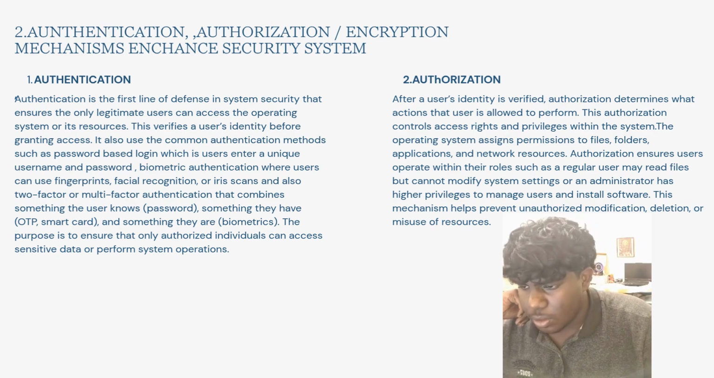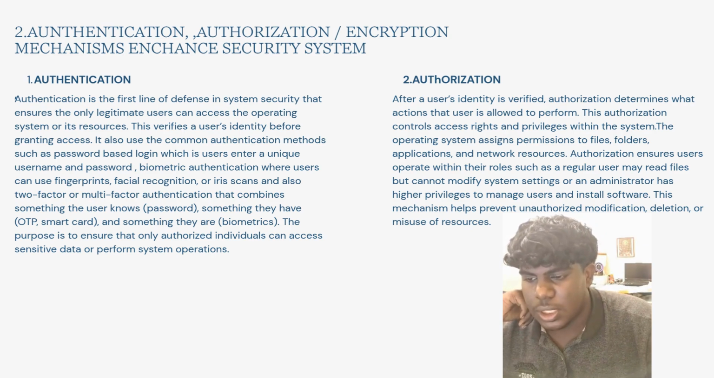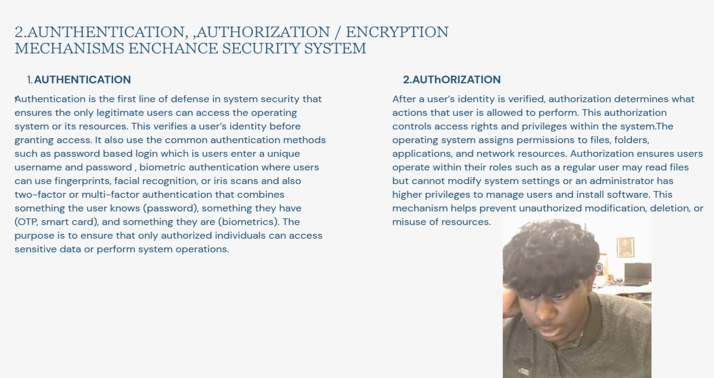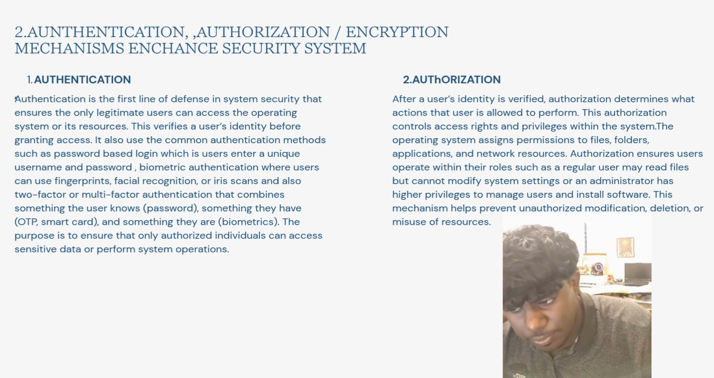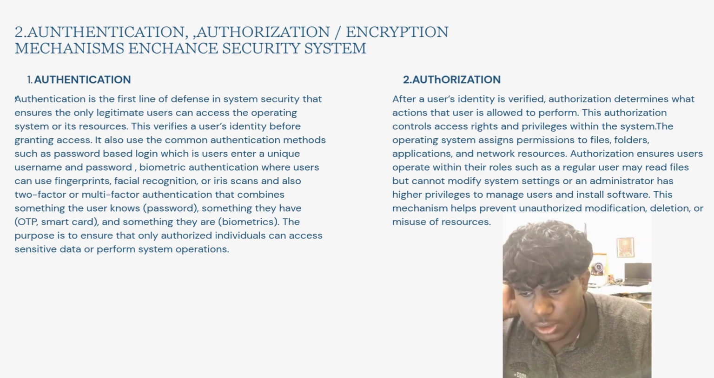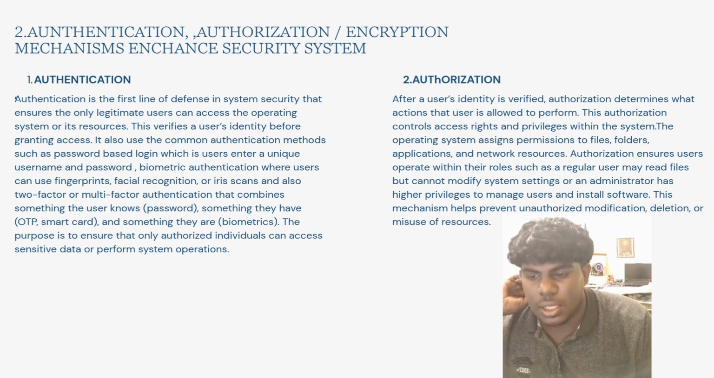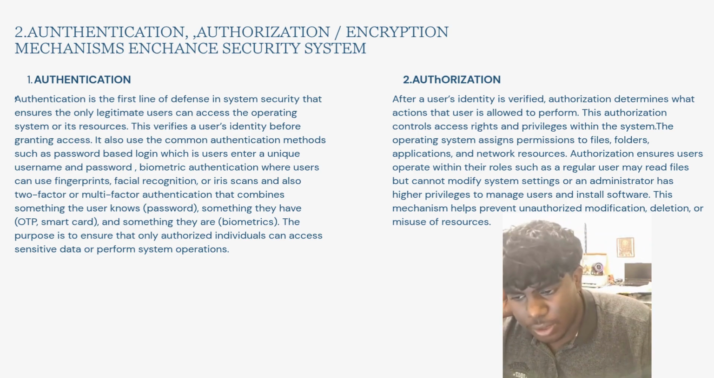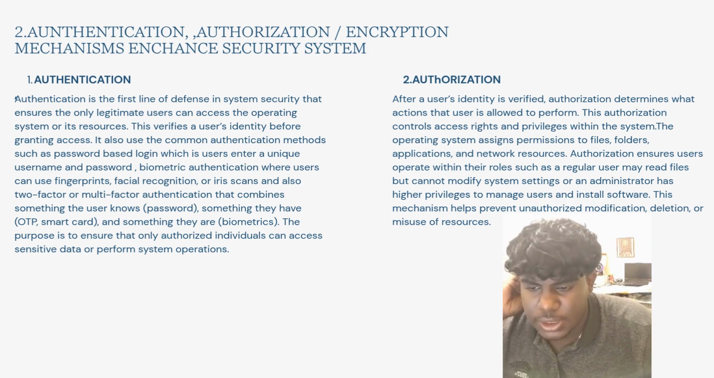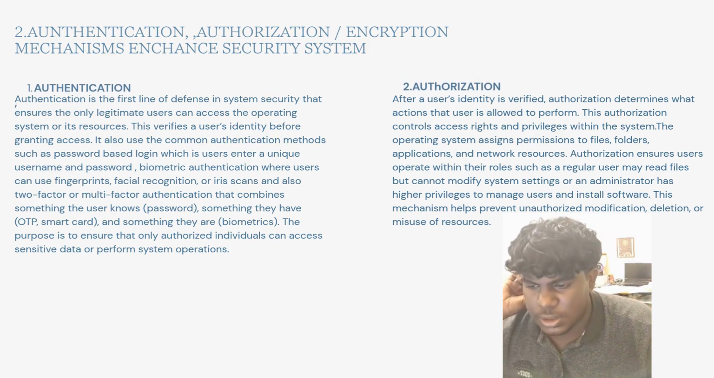Next, authorization. After a user's identity is verified, authorization determines what actions that user is allowed to perform. This authorization controls access rights and privileges within the system. The operating system assigns permissions to files, folders, applications, and network resources. Authorization ensures users operate within their roles, such as a regular user may read files but cannot modify system settings, while an administrator has high privileges.